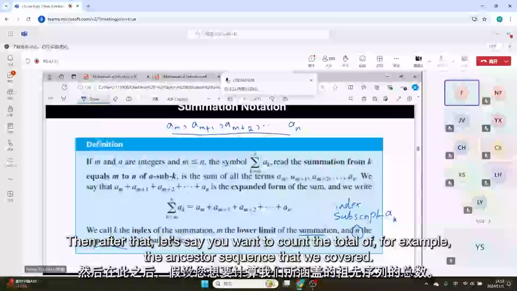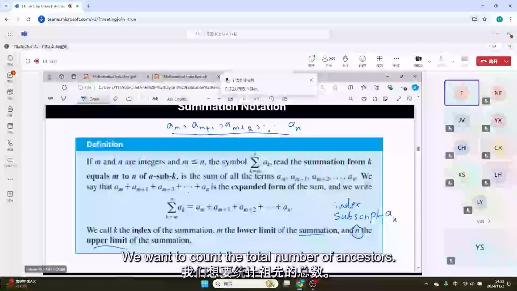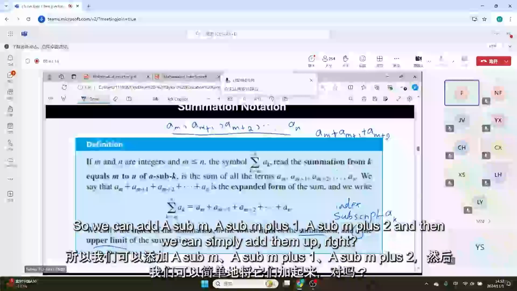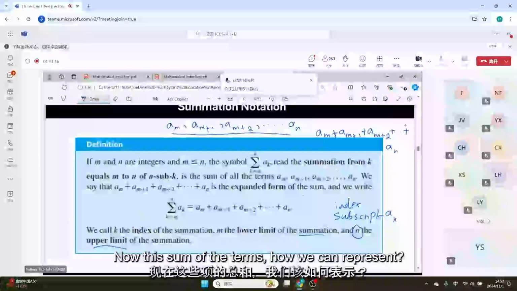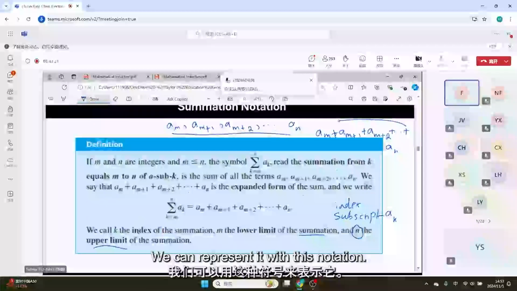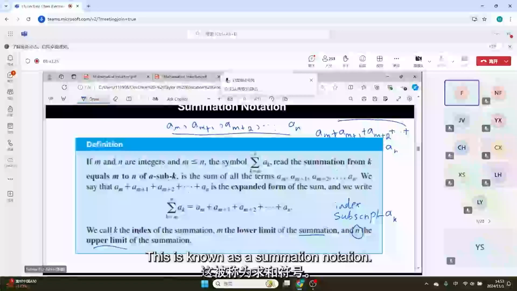Then after that, let's say you want to count the total of, for example, the ancestor sequence that we covered. We want to count the total number of ancestors. We can simply add them up. So we can add a sub m, plus a sub m plus 1 plus a sub m plus 2, and then we can simply add them up, right? Now this sum of the terms, how can we represent it with this notation? This is known as a summation notation.